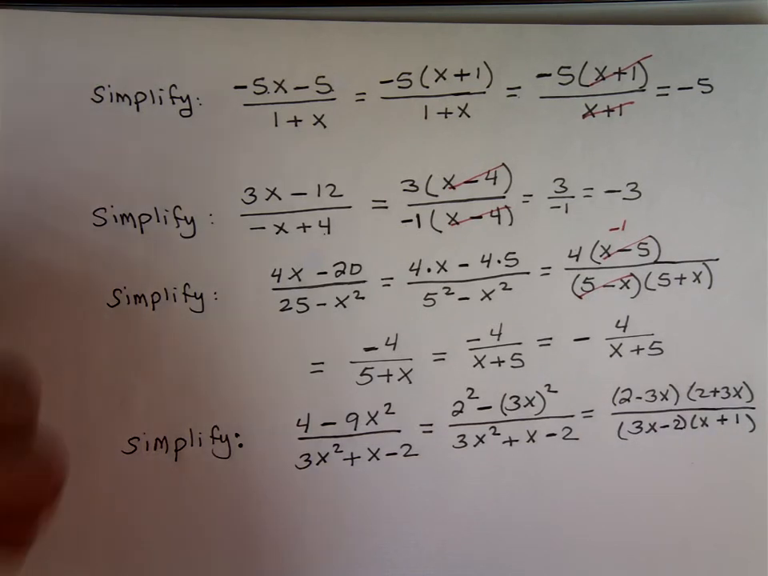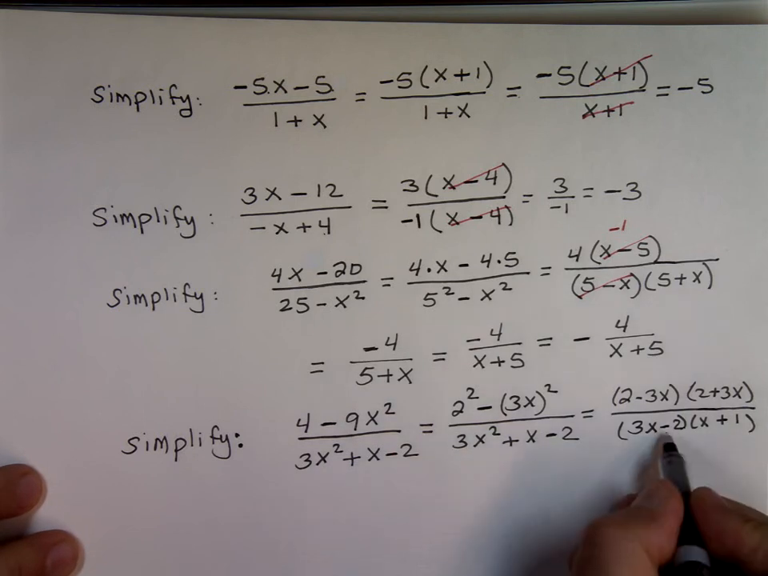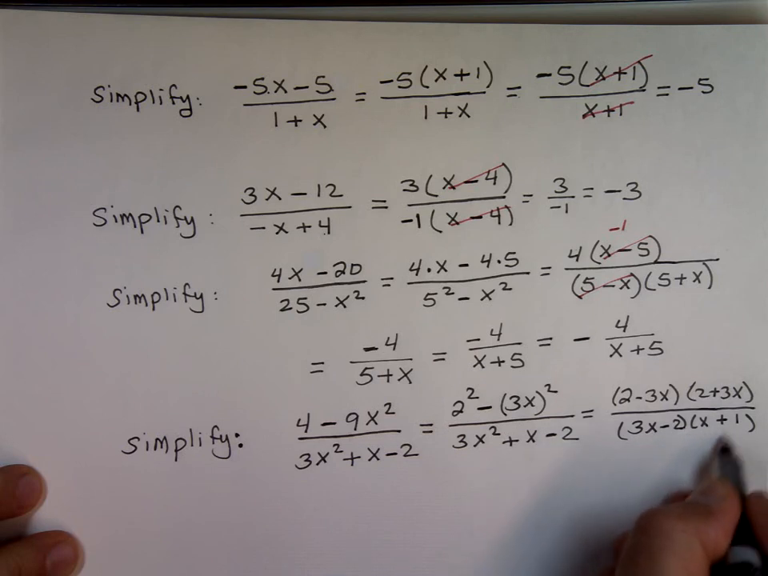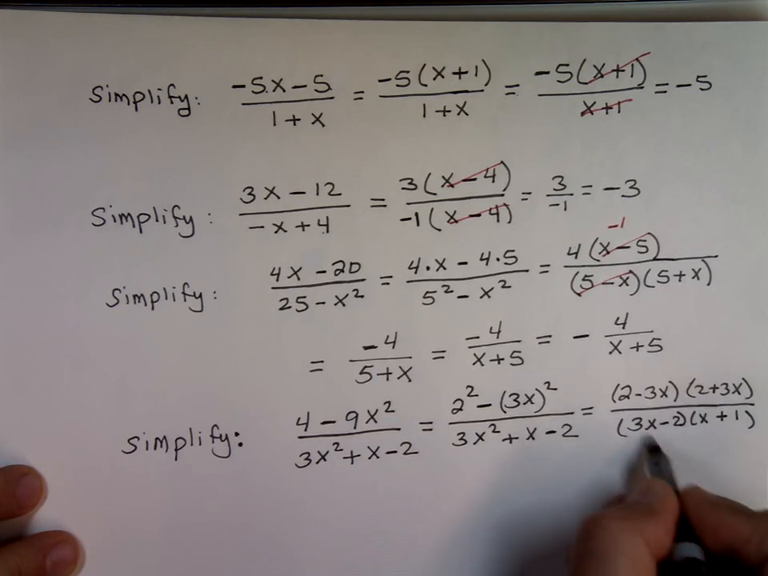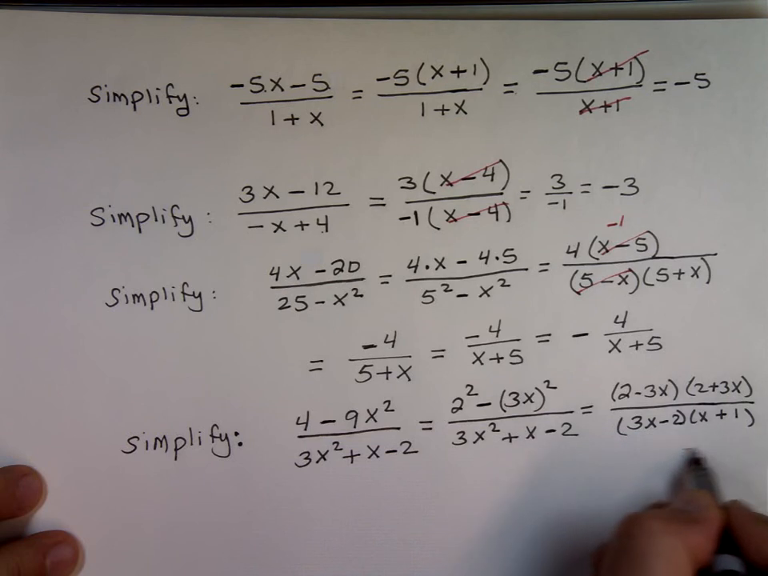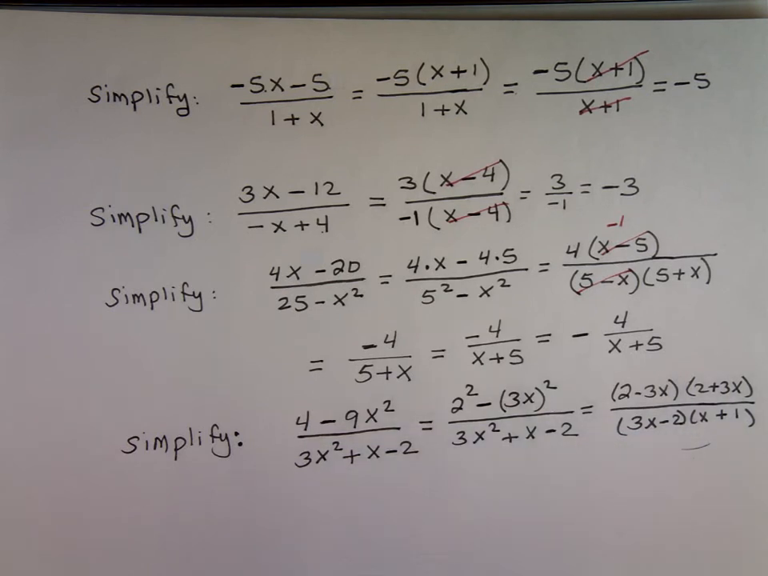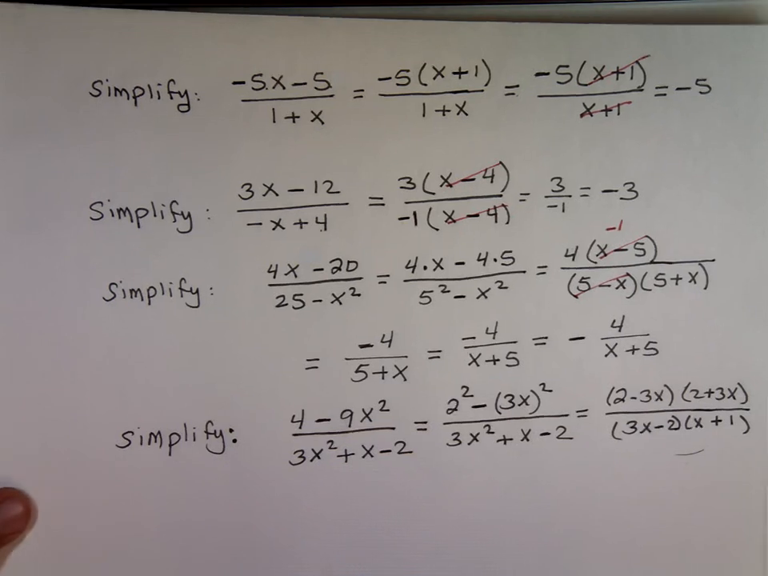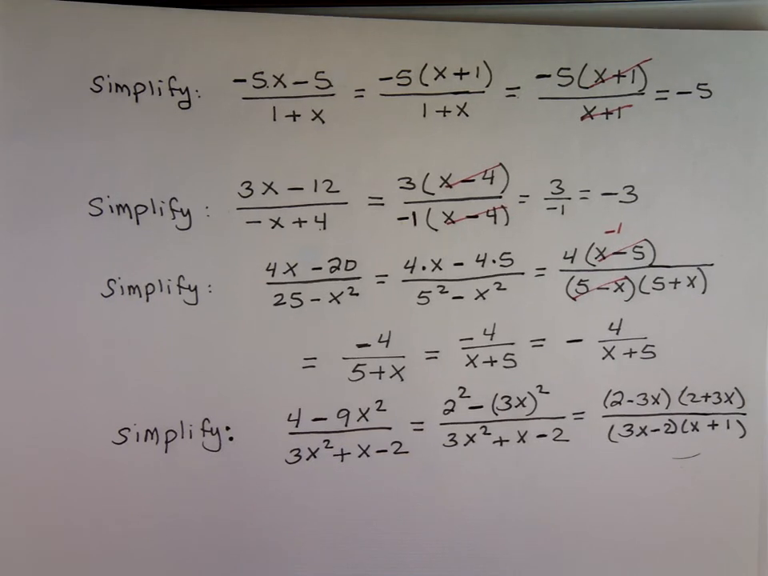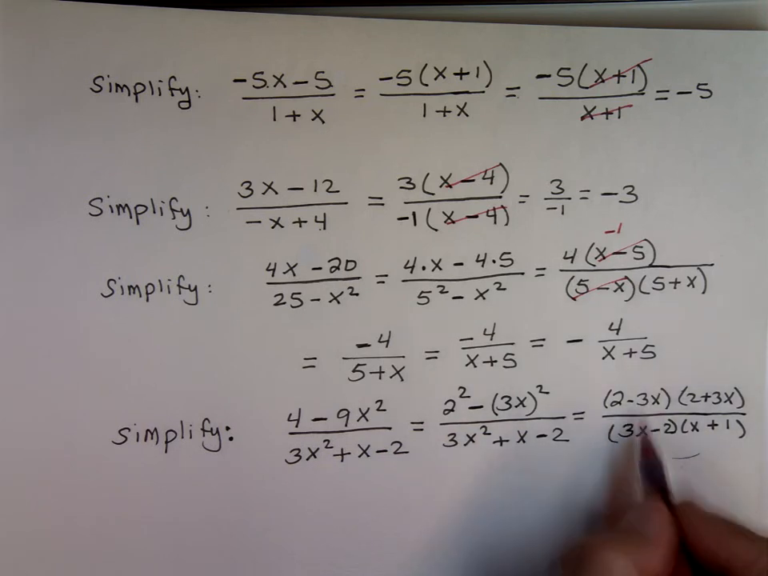What's minus 2 times x? This is negative 2x. This is plus 3x. What's plus 3x minus 2x? That is plus 1x, which is what you want. So we did factor the problem correctly. Now I have to look for the same thing on the top and the bottom. These are not the same. They're close, but they're backward. So it's a minus 1.